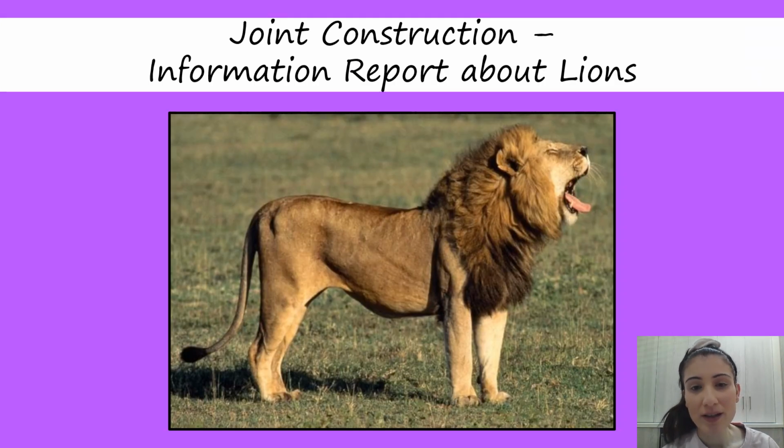So as I said quickly before, we're going to be working on an information report all together, where we're going to be writing all the same information. And that means we're also going to be drawing the same picture today and labeling the same picture. So when we work on a piece of writing all together as a class, we call this a joint construction. So we're going to do a joint construction of an information report about lions today.